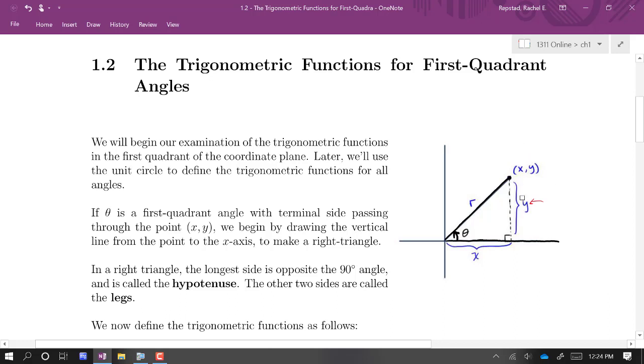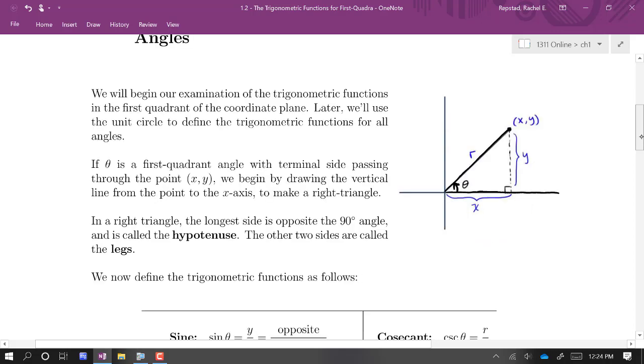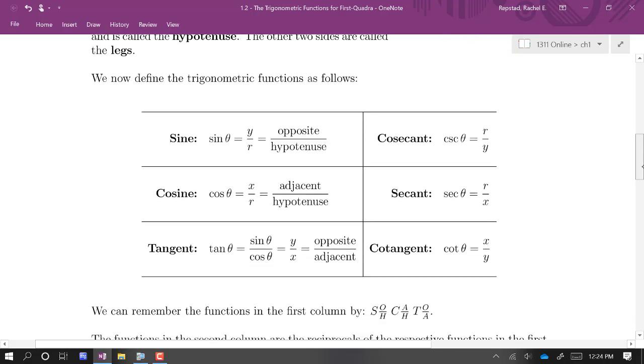The hypotenuse, which is the long slanty side, we always refer to that as r when we're doing stuff with trigonometry. So we have a nice right triangle, because we drop down that perpendicular. And once we have picked a point and dropped down the perpendicular like this, and we have these measurements, we define the trig functions as follows.